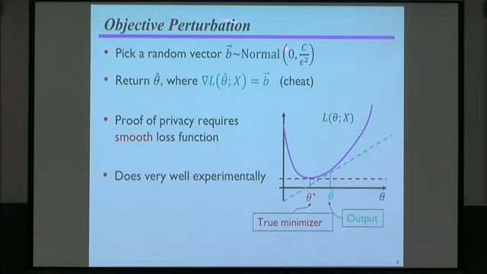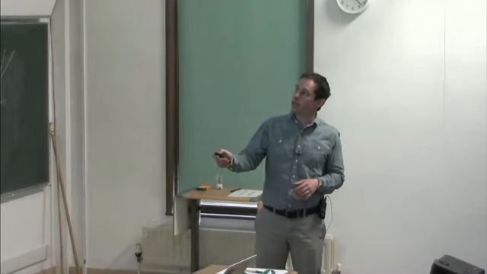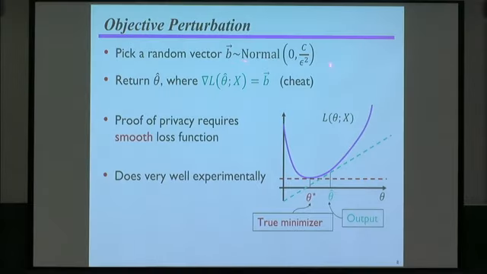One of the simplest and nicest algorithms for this problem is called the objective perturbation algorithm, due to that paper I cited earlier of Chowdhury, Monteleone, and Sarwate. The idea is very simple. They solve an optimization problem exactly, which is not the one given by the data, but a related optimization problem. They find it by picking a random vector.